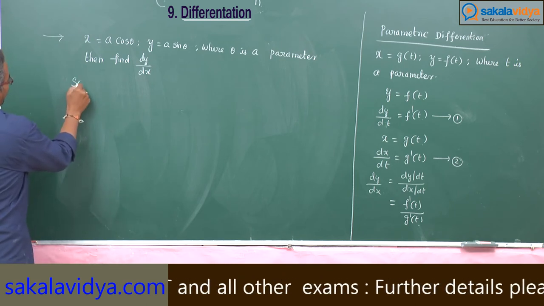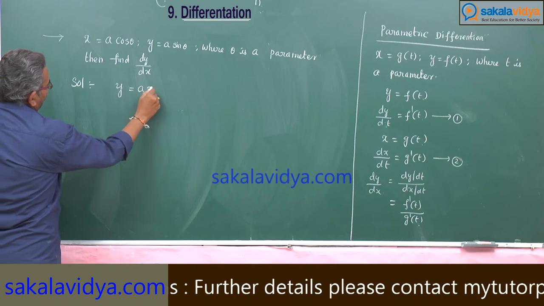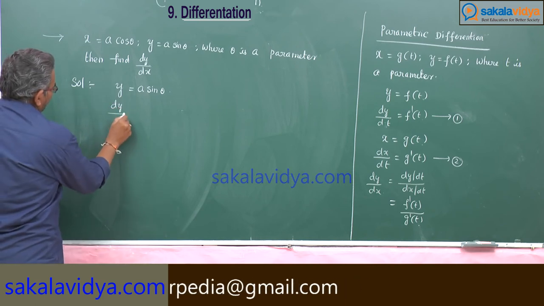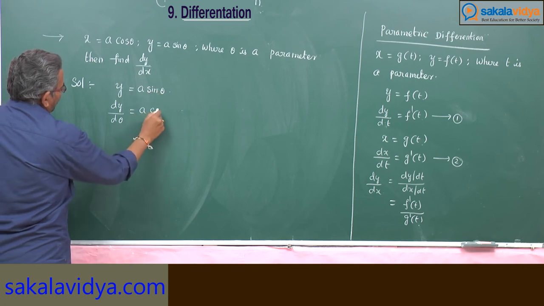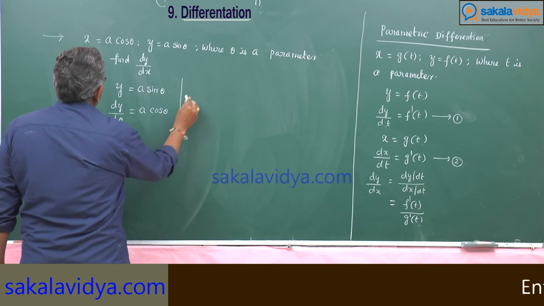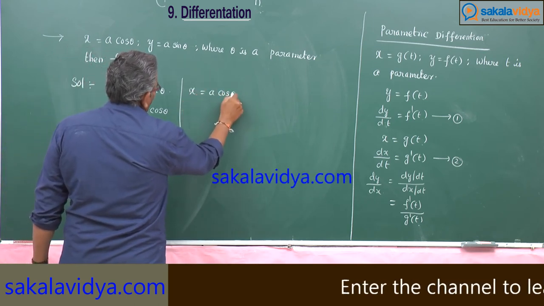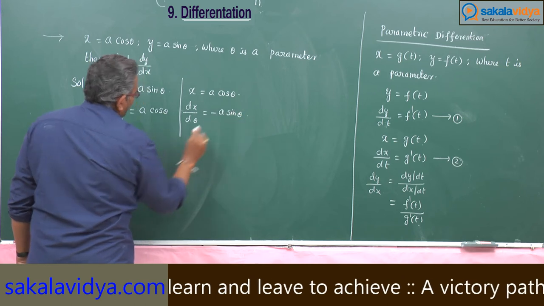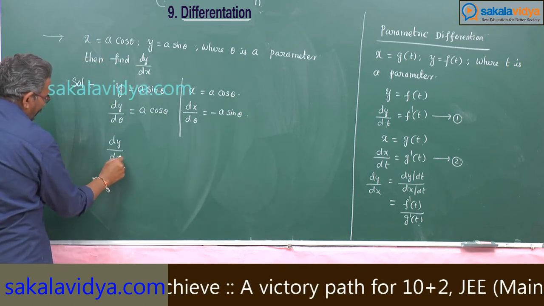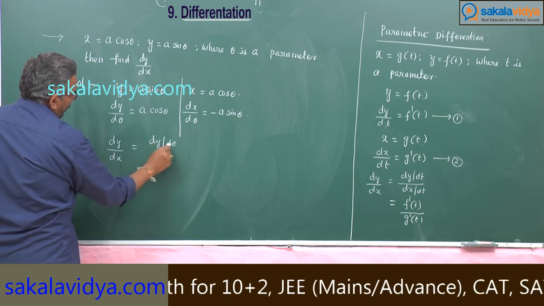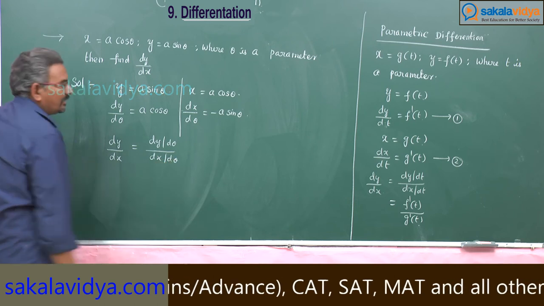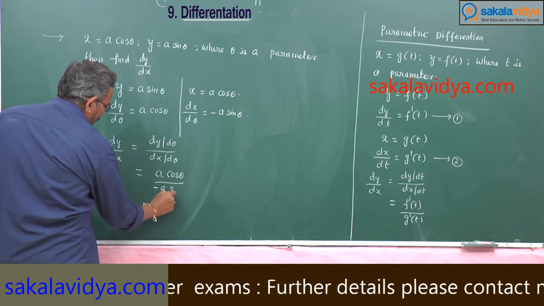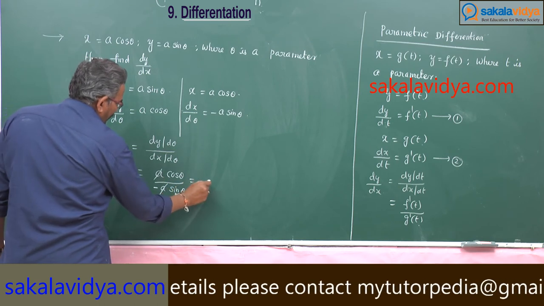So first you take y is equal to a sin theta, differentiate with respect to theta. So dy by d theta is equal to a into the derivative of sin theta, which is cos theta. So x is equal to a cos theta, so dx by d theta is minus a sin theta. Now dy by dx is equal to dy by d theta divided by dx by d theta. See, what do we get? a cos theta by minus a sin theta. a gets cancelled, we get minus cot theta.